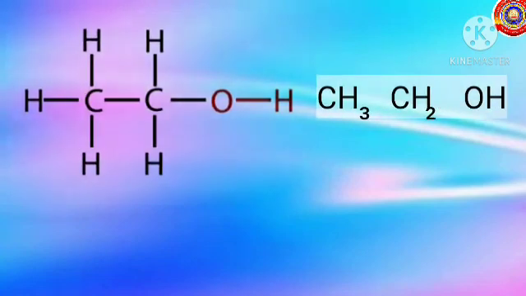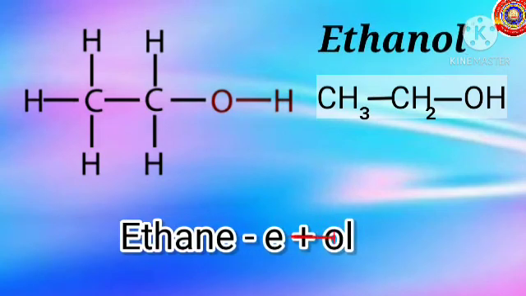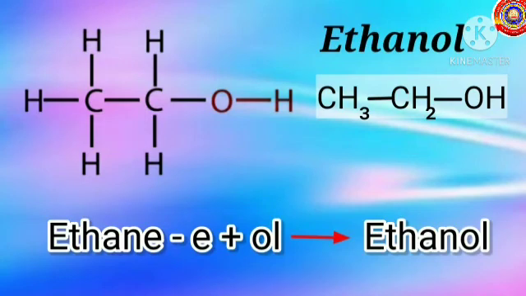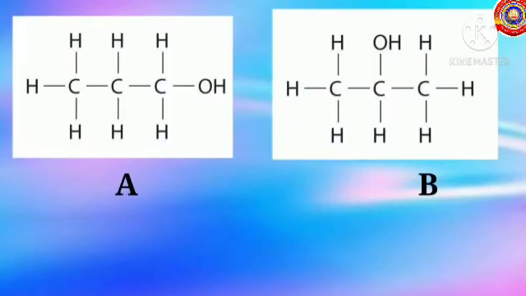See another alkanol, CH3CH2OH. Here the hydrogen present in ethane is replaced by the functional group OH. So the IUPAC name is ethane minus E plus OL gives ethanol. Got it? Now observe these structures.